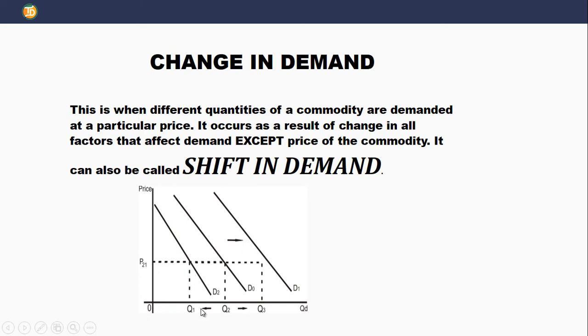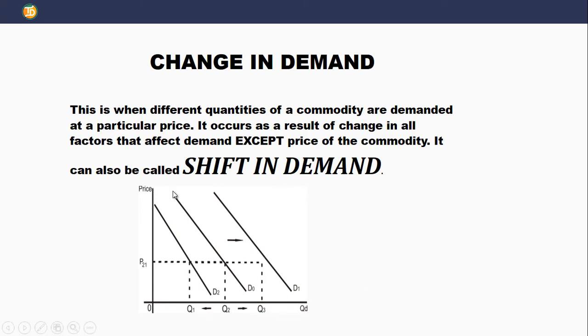All right? It could be because of an increase in price of complementary products, products you need to consume with that commodity. The price has increased, so you need to demand less of it. It could be as a result of a decrease in price of substitutes. So you are demanding less of this so as to buy more substitutes. But the fact there is that the price of the commodity is constant.